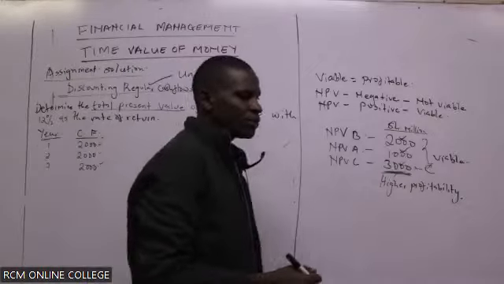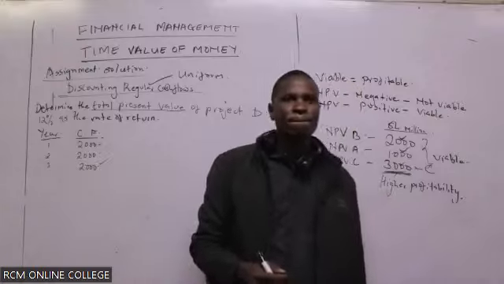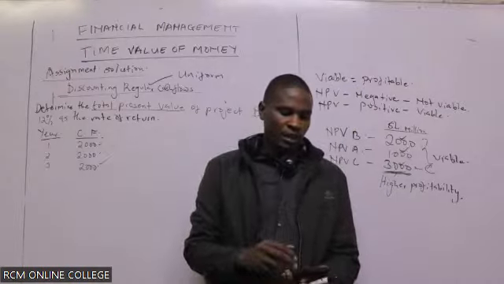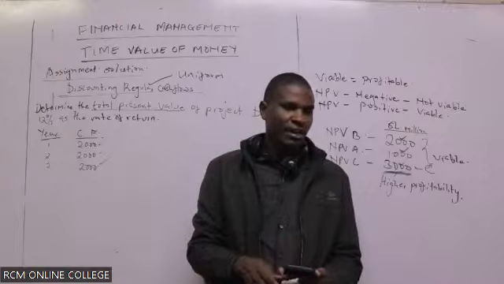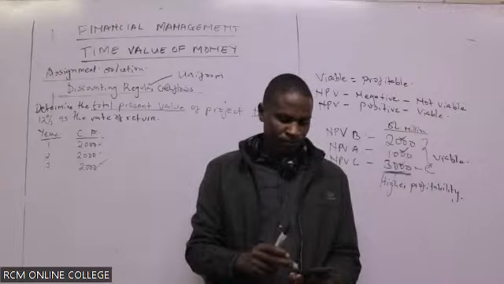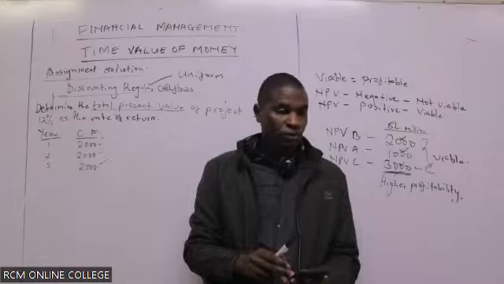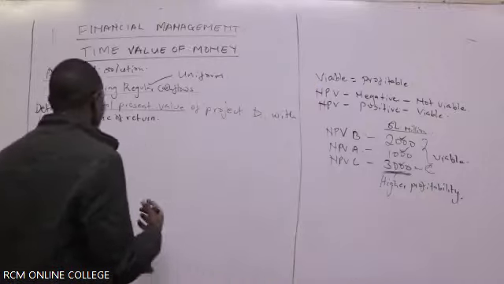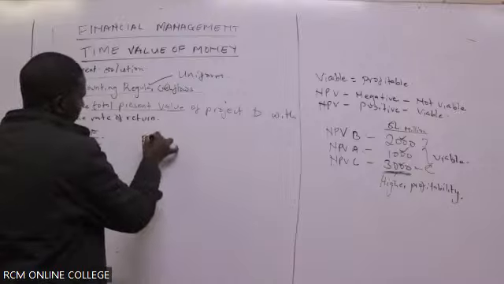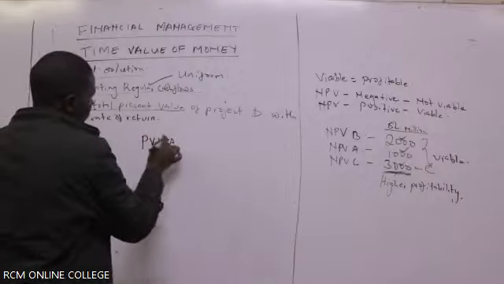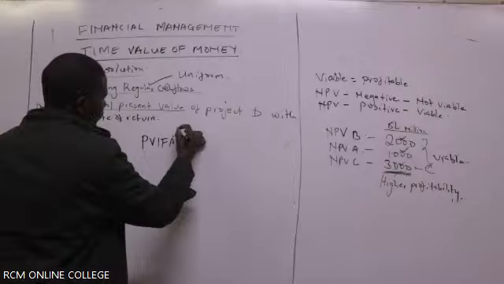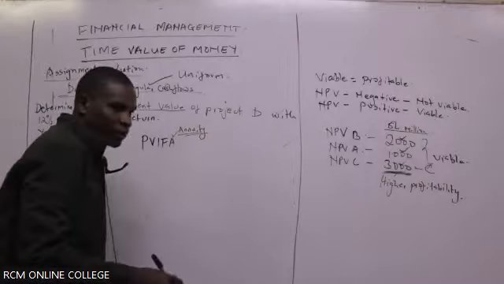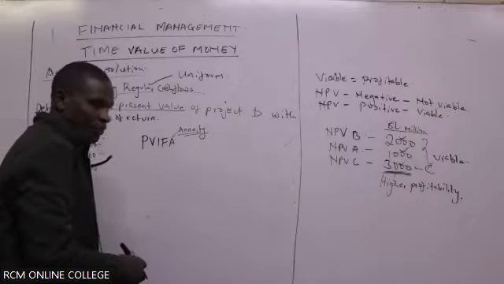Which factor do we use? Which factor are we supposed to use when it comes to this? Somebody to remind us. PVFA. Please, it is very important. Present value interest factor of annuity. What changes here is that we have an annuity. Annuity stands for uniformity.